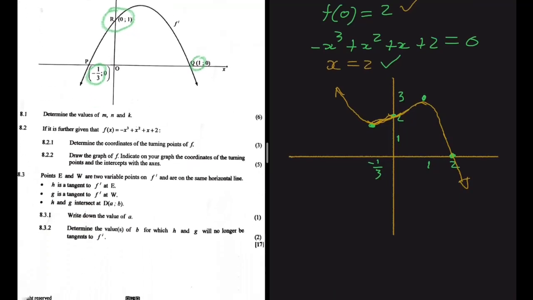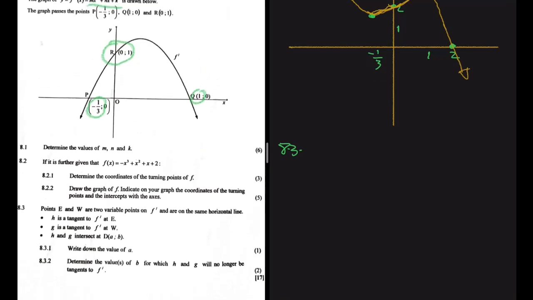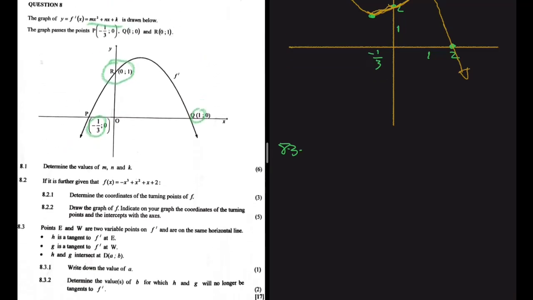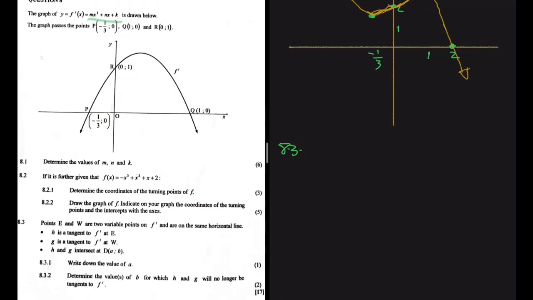Now let's do 8.3. So 8.3 is saying that points E and W are two variable points on f prime of x, right? This function that we have here drawn for us. And then they lie on the same horizontal line, right? So let's just put a horizontal line there so that we can better conceptualize what's going on. So let's say we have some horizontal line there.